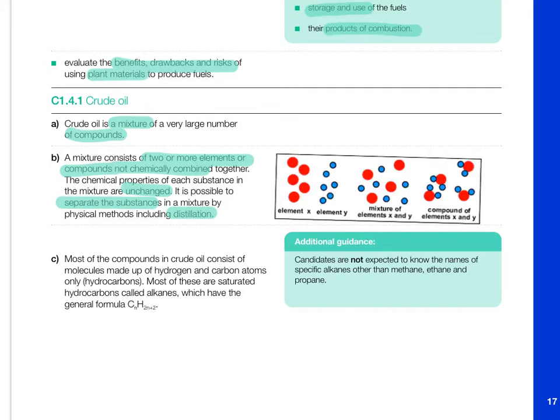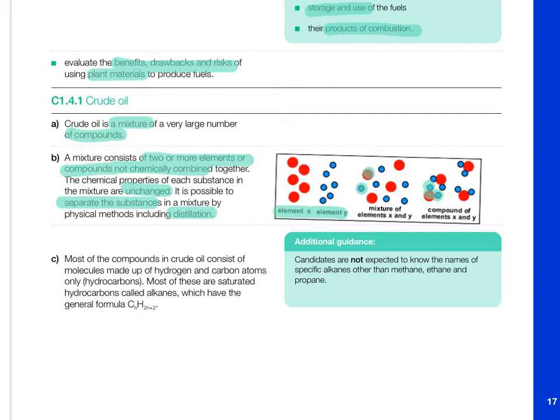Just be careful with these definitions of what elements, compounds and mixtures are. An element is just one type of atom, so here we've got element X, element Y for example. A mixture would be where these things are mixed together, but a compound is where they are actually bonded together, they are joined chemically together. A mixture, they're not joined chemically together, and that's why we're able to separate them out.